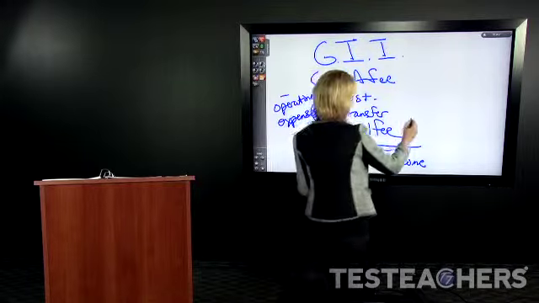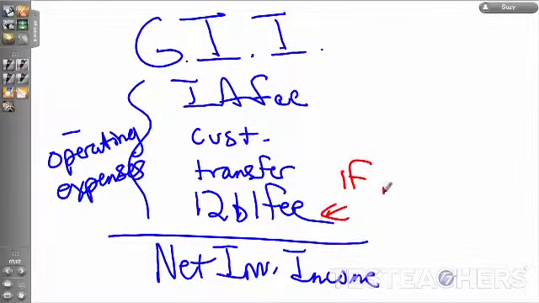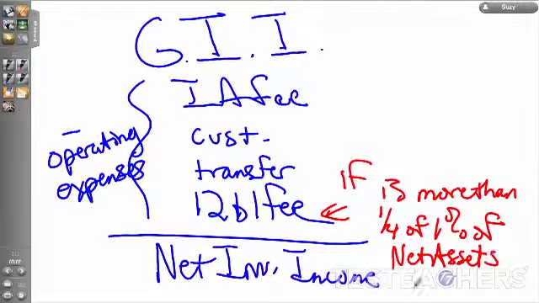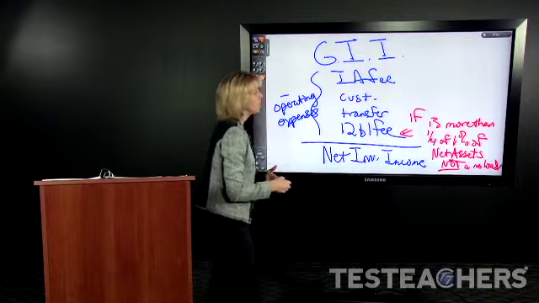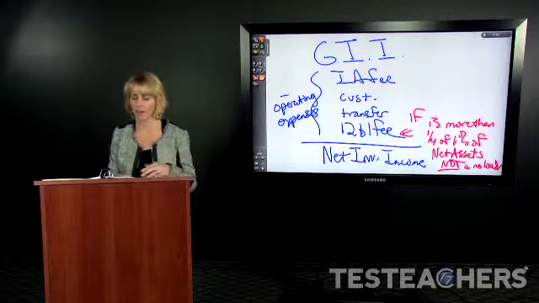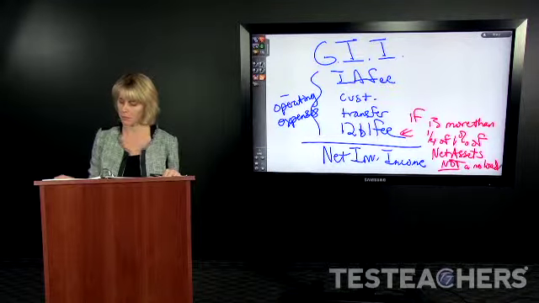So if the 12B1 fee is more than 1/4% of net assets, then it cannot call itself a no-load. Not a no-load. So basically, the most they can charge is 1/4% of net assets. If it's more than that, then they cannot call themselves a no-load.